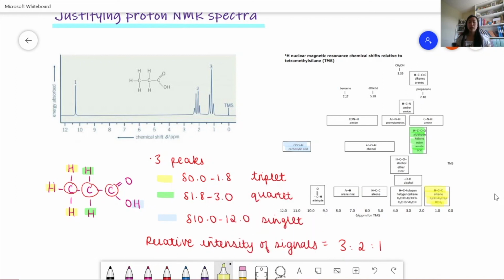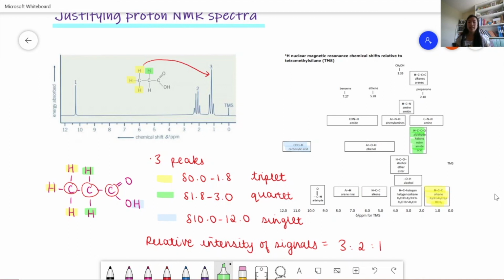Firstly, looking at the yellow hydrogens. This should form 1 peak, and it should be a triplet peak, and it should be between 0 and 1.8. So we can see that this peak here is exactly that. We have a relative intensity of 3, meaning there's 3 hydrogens. And it's also a triplet because it's got 3 little peaks in that 1 peak. And it's also at about 1.2, so that is between 0 and 1.8 ppm. And so this peak must represent these 3 hydrogens.